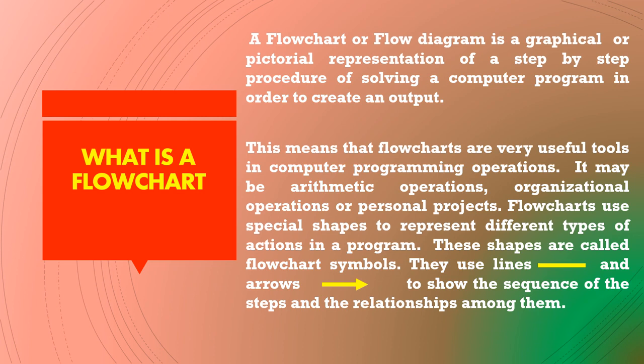These symbols use lines and arrows to show the sequence of the steps and the relationships among them. This means that if I'm trying to do a process and after the process I need to make an input to my program, I will use an arrow or a line to link the two activities or the two sequence of steps in my program. So once anybody sees the arrow, it knows that wherever this arrow is pointing to is the next action that should be taken in the course of preparing your program code.